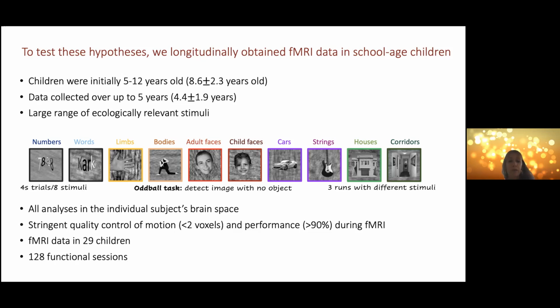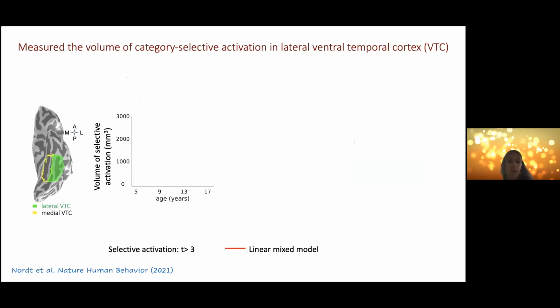What's really important about our research is that we track development within an individual child's brain. So all the data I'm going to show you are within individual children. We did a lot of quality controls to ensure that we get high quality data in the children. So we only include data where the children don't move and perform really well on this task. Altogether, I'm going to show you data from 29 children and 128 functional sessions. Okay, I'm going to show you today data from the lateral VTC, which is this region shown here in green, because this is a region in cortex where you're going to find face and word selective representations in participants. Data from the medial VTC is in our paper, so if this interests you, you can check the paper.